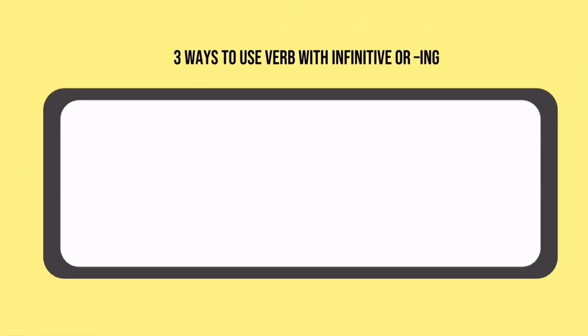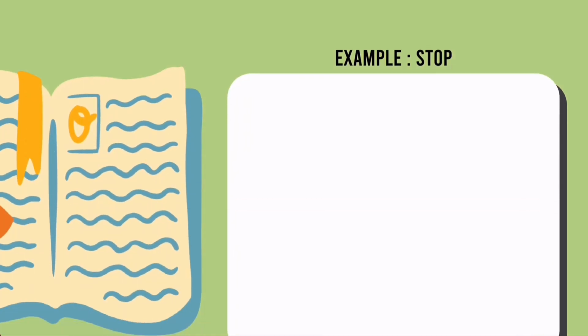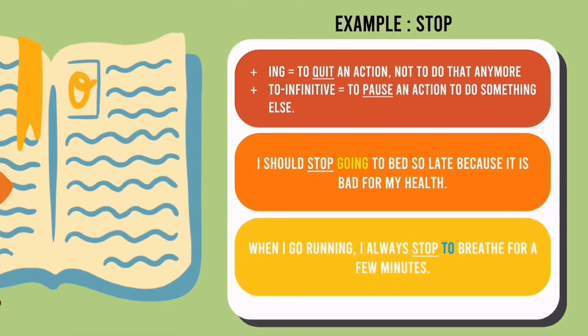Next is the fundamental difference in meaning. Those verbs can be followed by both ing and to infinitive, but with total change in meaning. Let us see how the verb stop works. I should stop going to bed so late because it is bad for my health. When I go running, I always stop to breathe for a few minutes. Both are correct, but what is the difference?